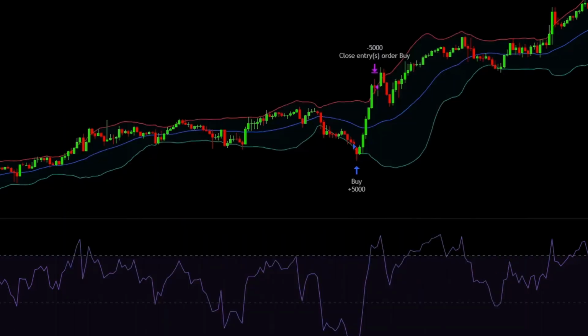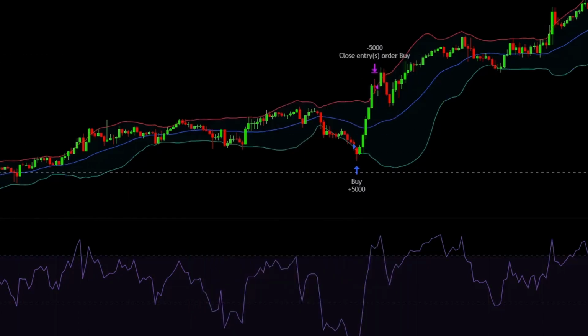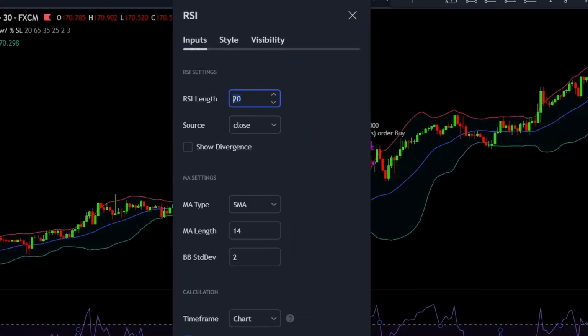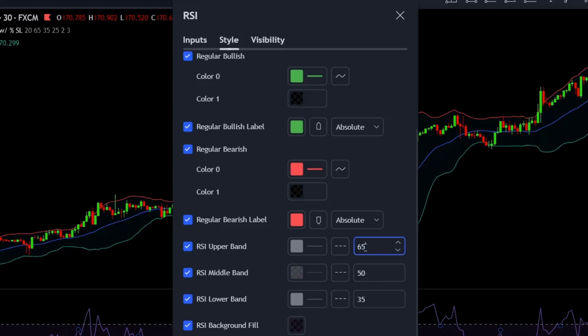We also need to modify the settings as I optimize this strategy. First, the Bollinger Bands. Its length should be set to 25. The basis MA type to SMA, the source to close, the STD dev to 2, and the 0 offset. For the RSI, we need to set its length to 20, the source can be set at close, and then switch to the styles tab, untick the RSI based MA, we won't need that, and set the RSI upper band to 65 and the lower band to 35.